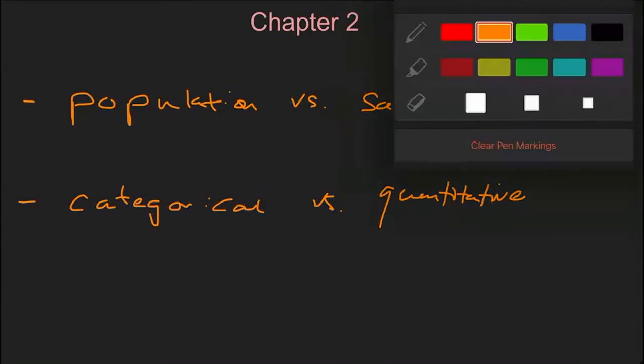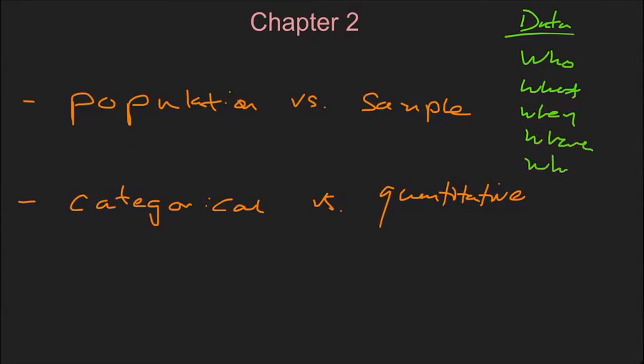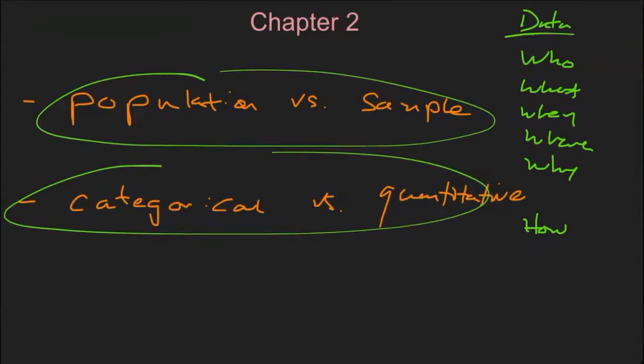So basically, this whole chapter 2 is just talking about data. So like information we're collecting. And this whole chapter, again, is basically just talking about the who, what, when, where, why, and how of that data. So who are we collecting data on? What is the data we're collecting? When did we collect it? Where did we collect it? Why and how? And so these things here, population versus sample, categorical versus quantitative, tie into these things. This is the main focus.